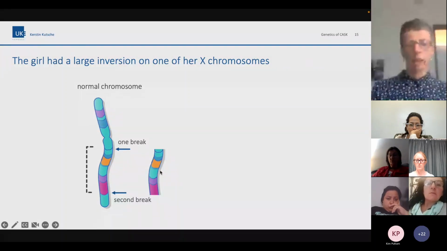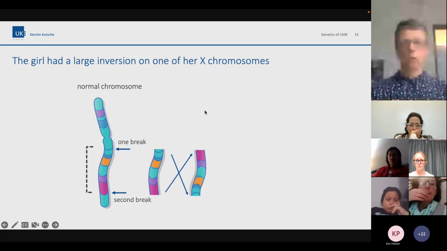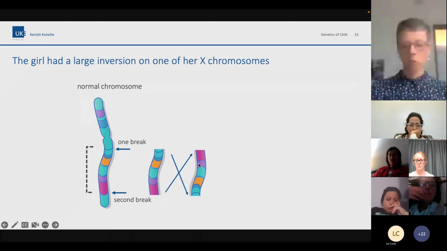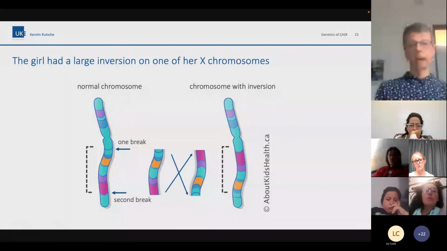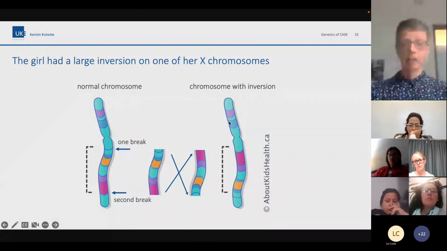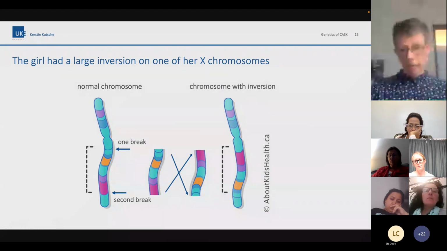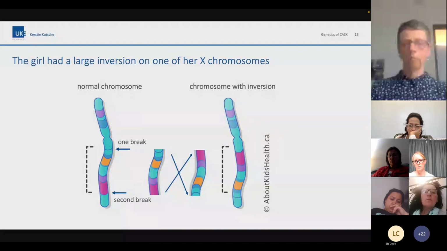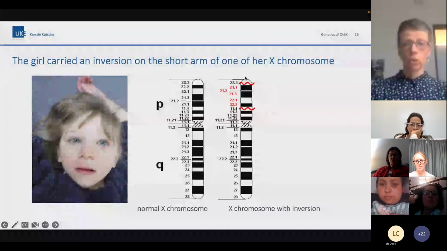And now this DNA fragment rotated by 180 degrees, so it was inverted. This is the inverted DNA part of the chromosome. And this got inserted into the broken chromosome again, and it was somehow repaired. So this is a repaired X chromosome of the girl. For this X chromosomal inversion, we were interested and wanted to investigate the inversion in more detail. So here is the inversion shown of the girl.